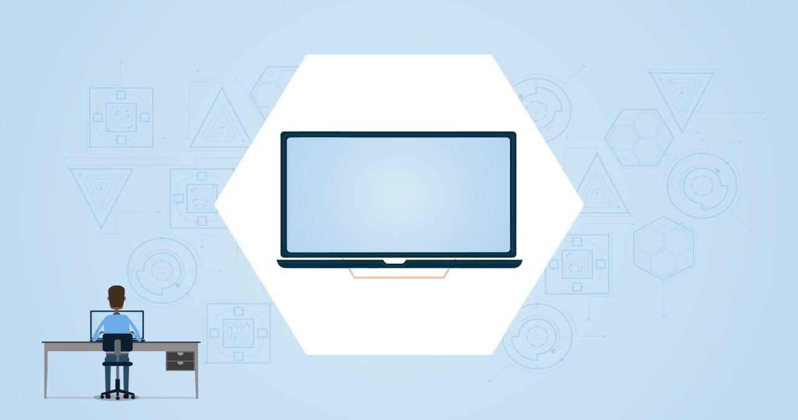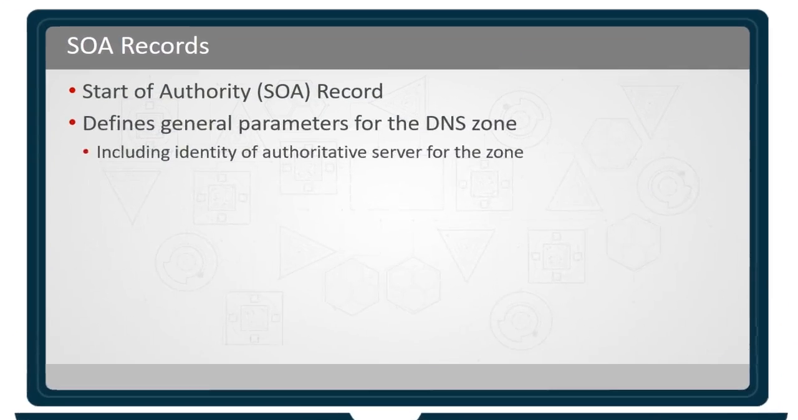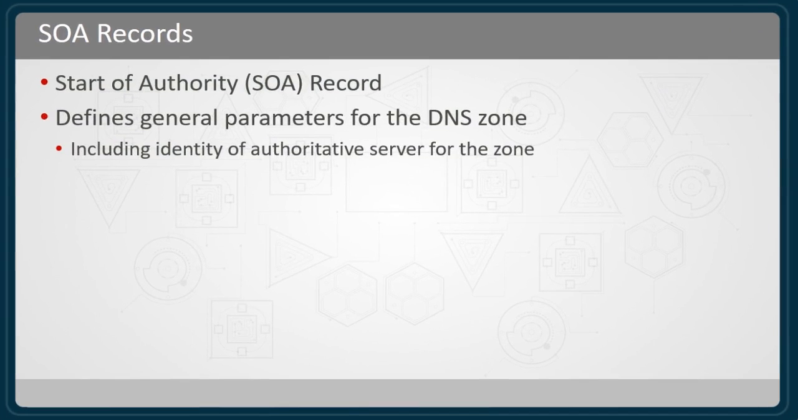In this presentation, we'll take a look at the SOA, or Start of Authority record in DNS. This defines general parameters for the DNS zone, including, and perhaps most importantly, the identity of the authoritative server for the zone. Now, each zone contains a single SOA record, which specifies a single server as the authoritative server.